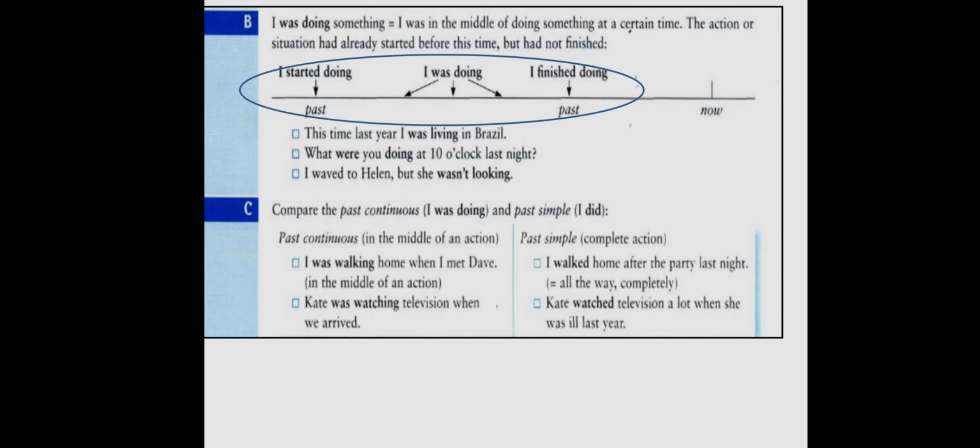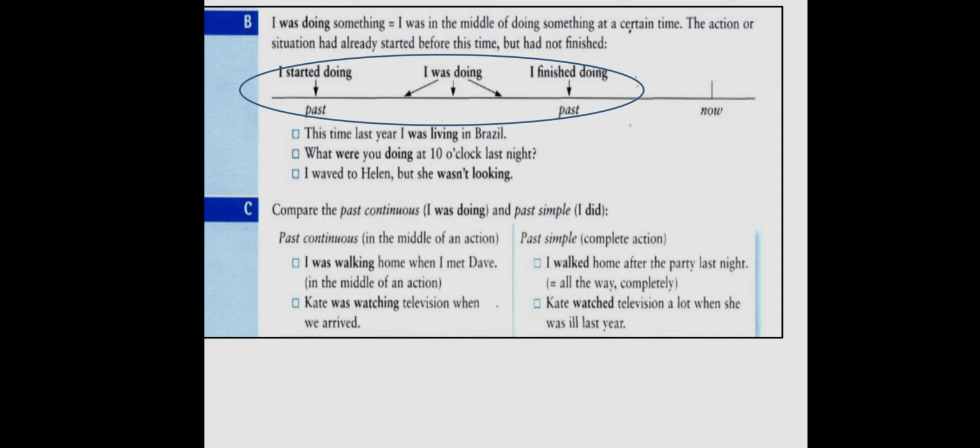There is no point of time in the past. No certain point of time. We just speak about last night, yesterday, last year, etc. I walked home after the party last night. Here, "last night" indicates past simple. We have already taken this in the past tense. So this is a completed action, finished yesterday. So we use past simple: walked.